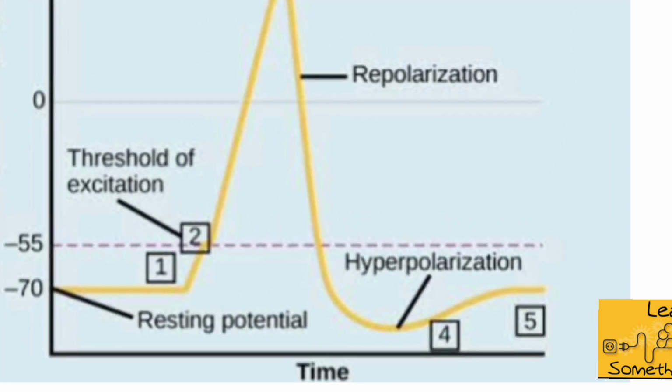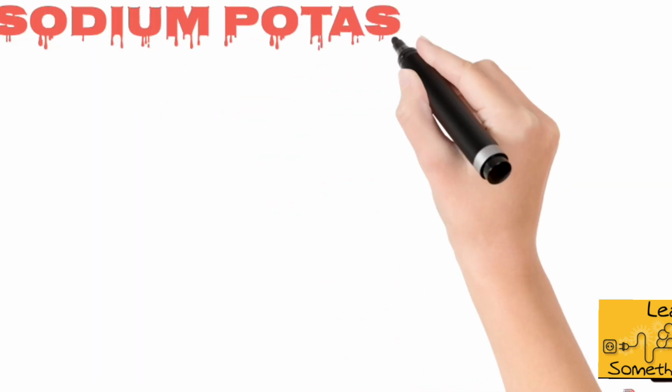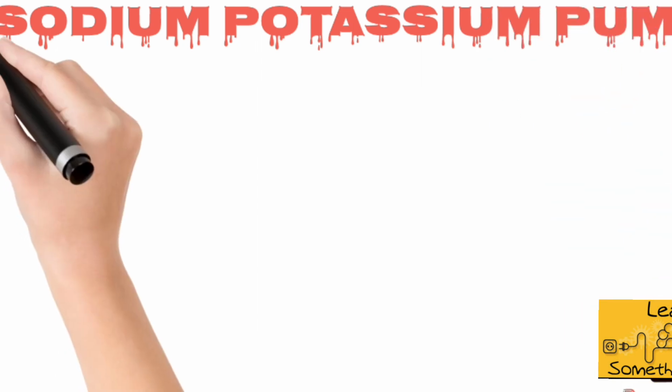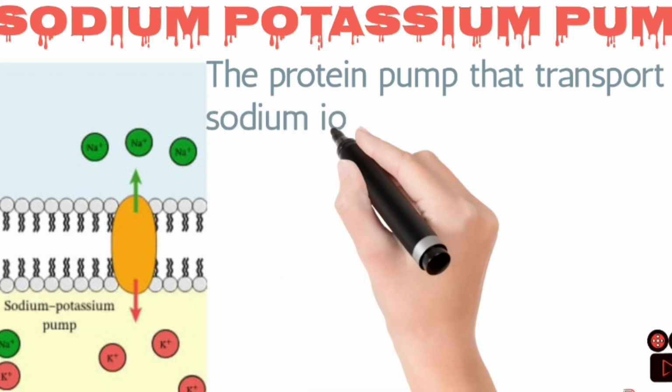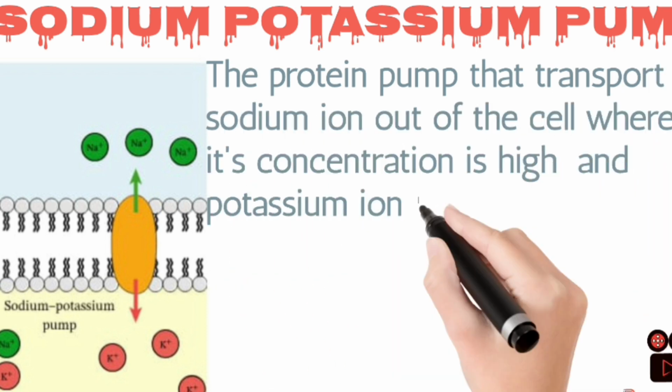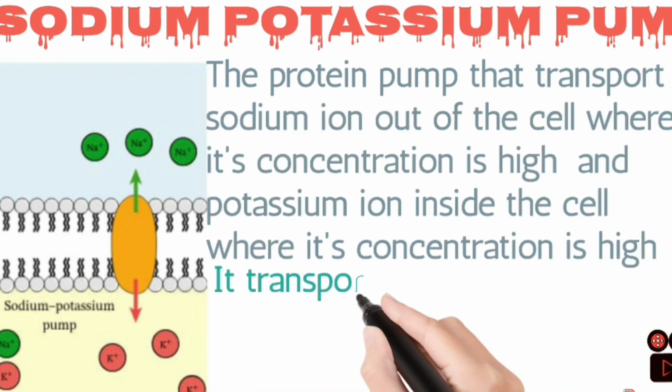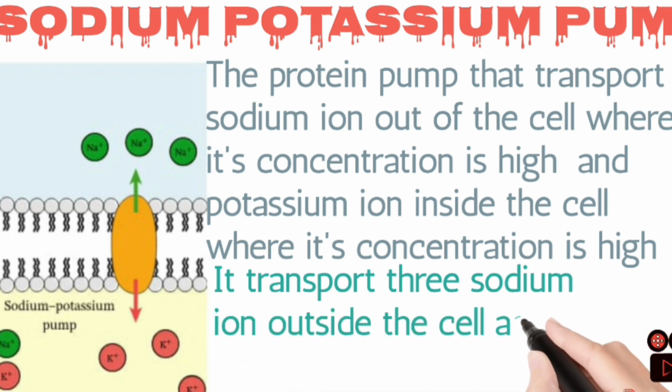At the stage of hyperpolarization, the sodium channel got closed, and at this stage, it is difficult for a neuron to pass the message again. After the hyperpolarization, it is necessary for a neuron to restore its resting potential, that is minus 70 millivolts. Sodium potassium pump plays a crucial role in retaining the resting potential.